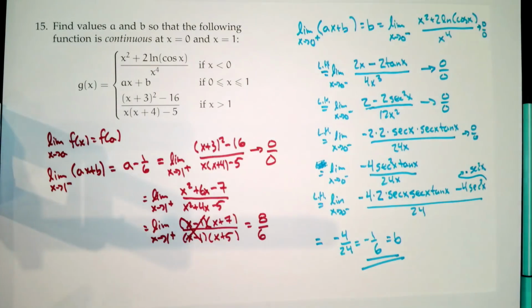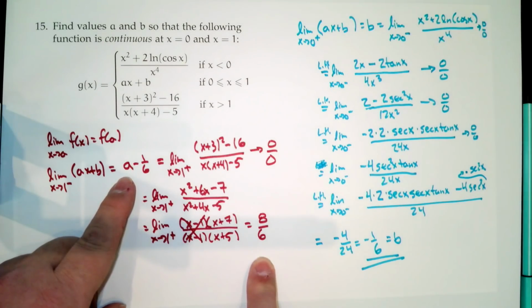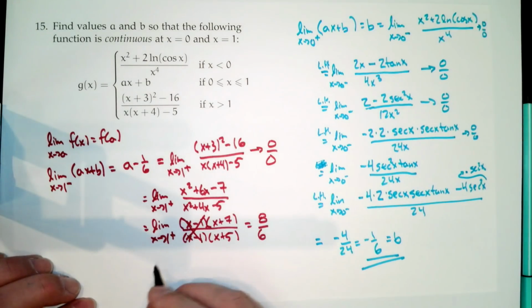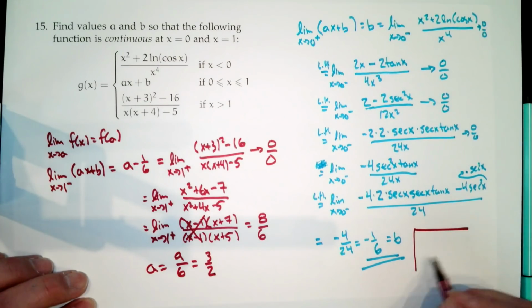Now, that is not A, but it's close. How do I get A? Add a 6. So A would equal 9 over 6, also known as 3 over 2. So we'll put our final answer here in a box. A equals 3 over 2. B equals minus 1 over 6.